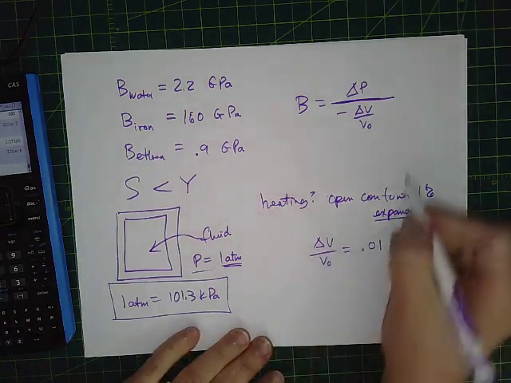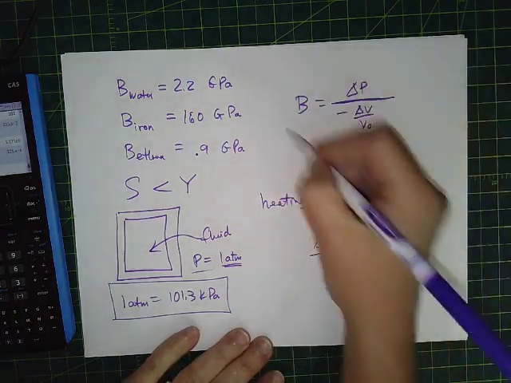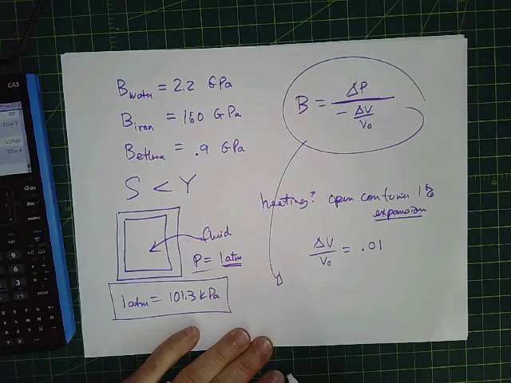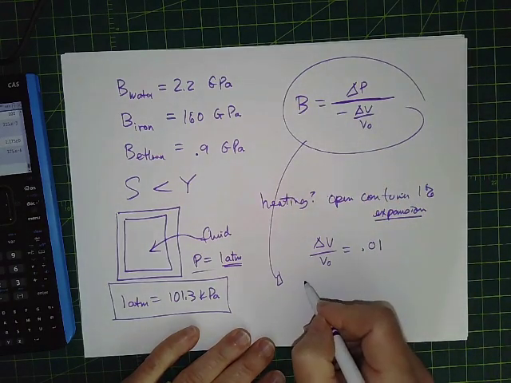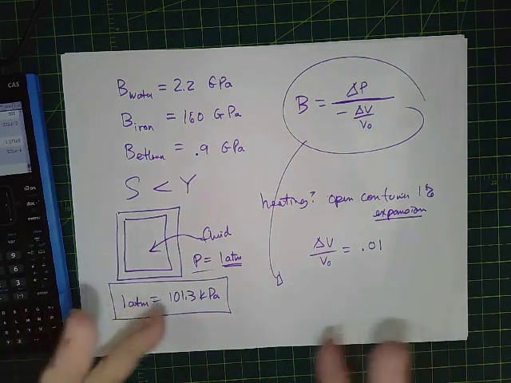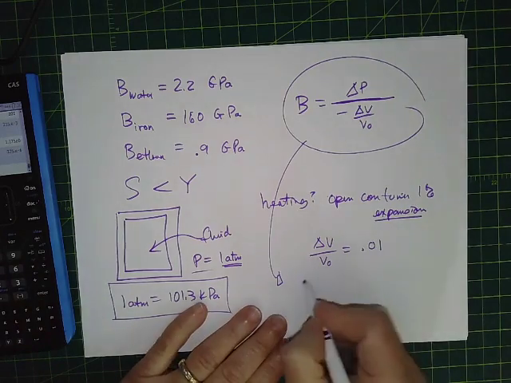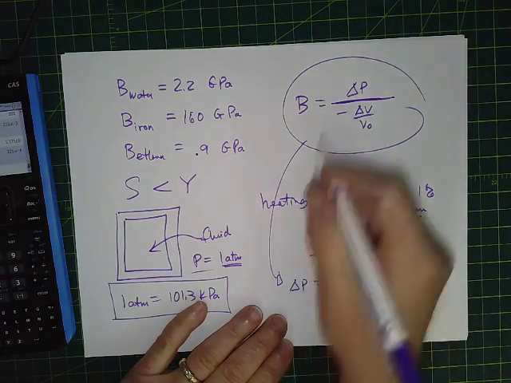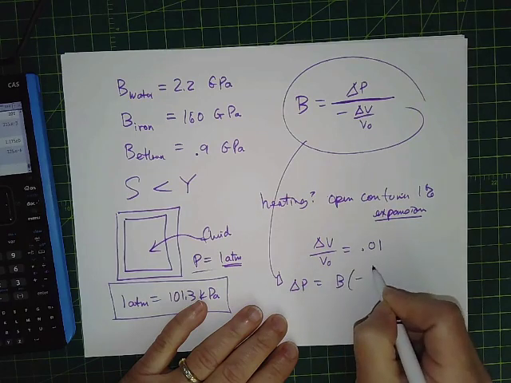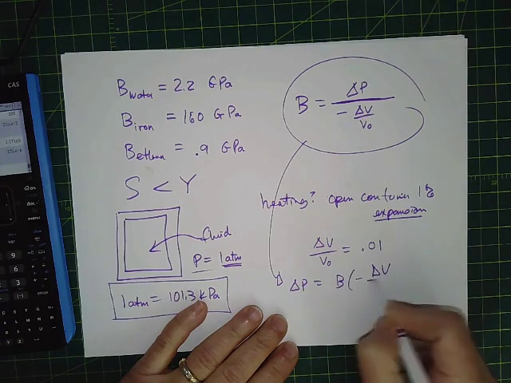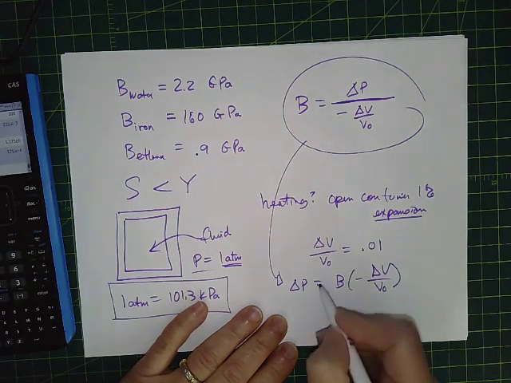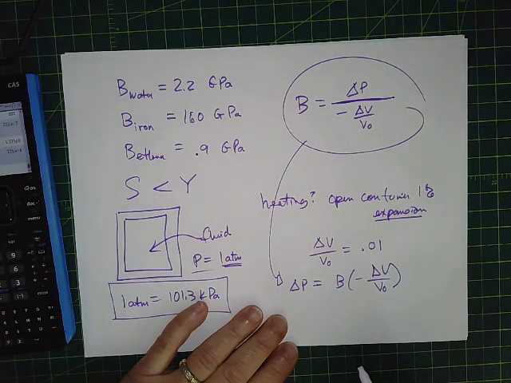Okay, so let's use this equation up here to see what happens to the pressure. If we want to solve this for the pressure, if you think about it, if it's heating and it wants to expand but it can't, it's going to be under more pressure, right? So we're going to have a change in pressure, and just rearranging this, it's going to be B times negative delta V over V. So bulk modulus times the strain, with a negative sign tucked in there for fun.